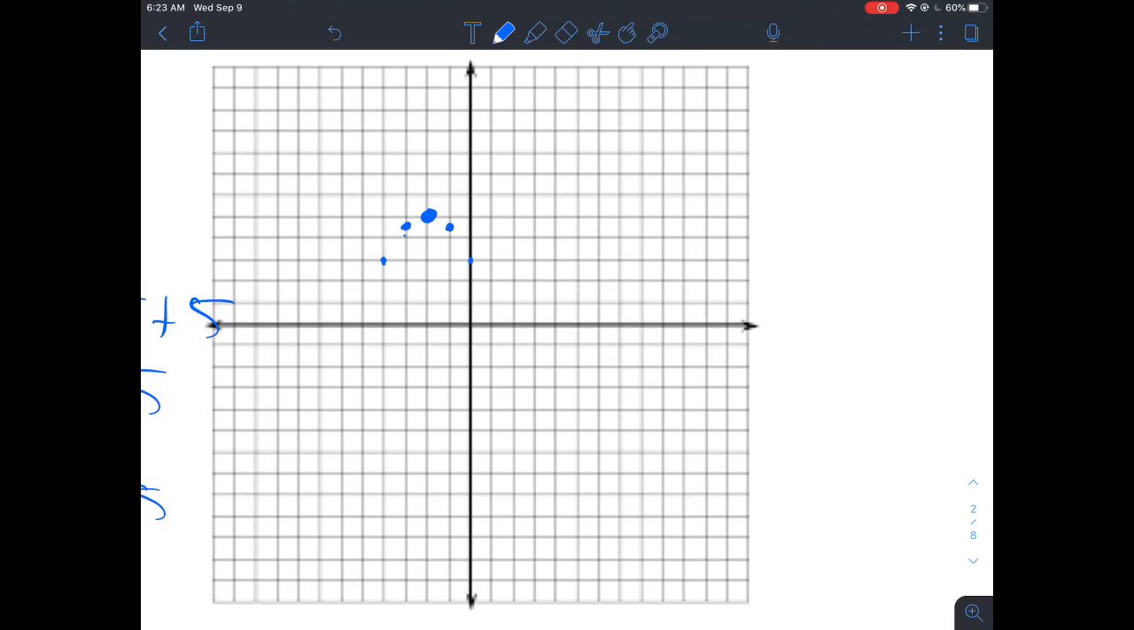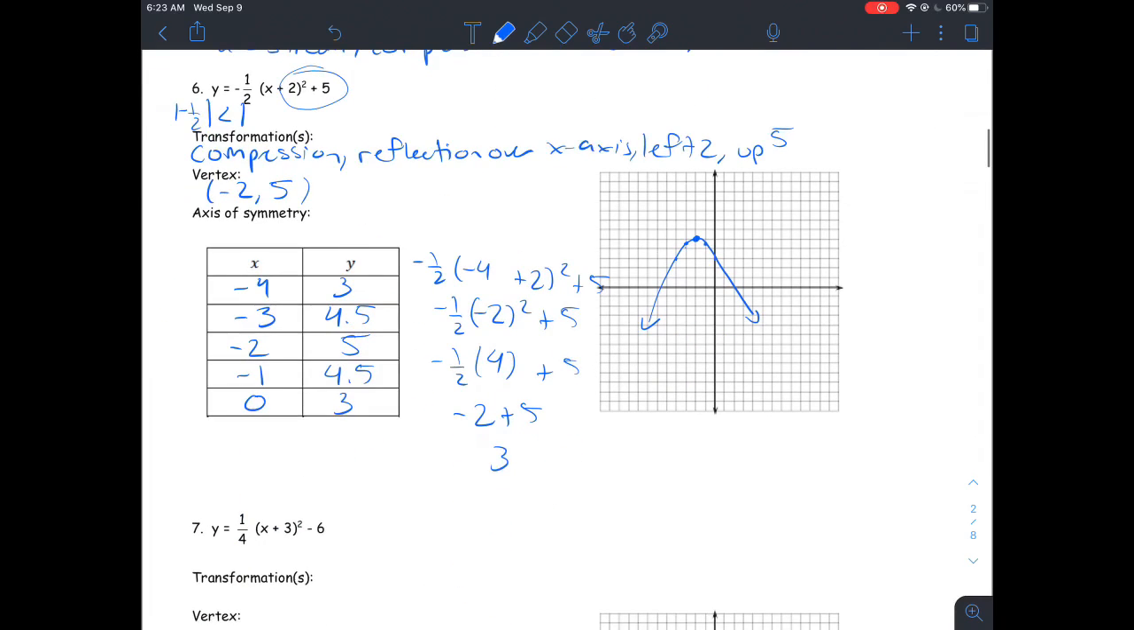And we have (0, 3). All right, so this is our function. It wasn't really parabola-y. I didn't draw it great. And one thing I skipped on the last problem was this axis of symmetry, okay?